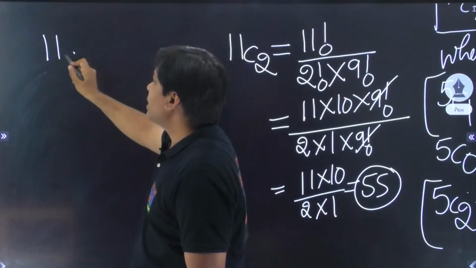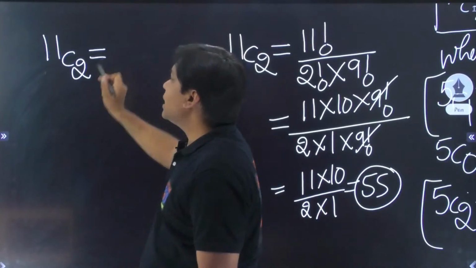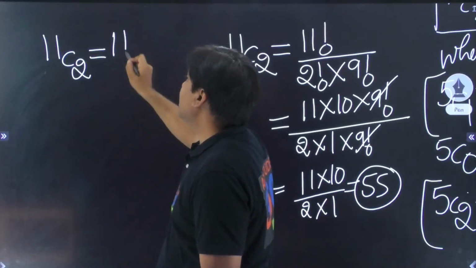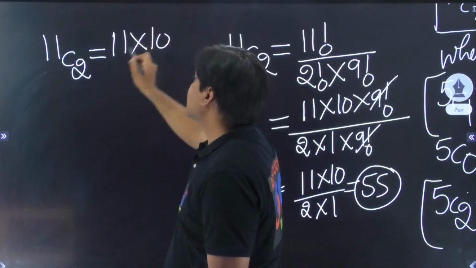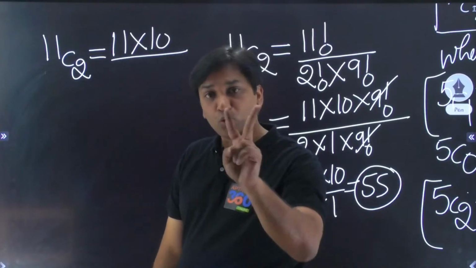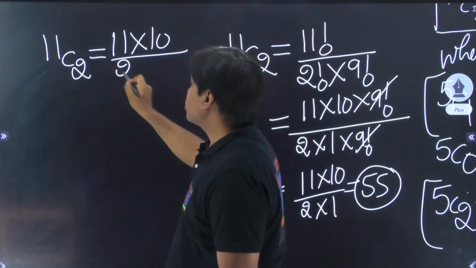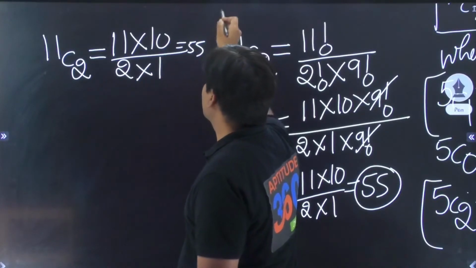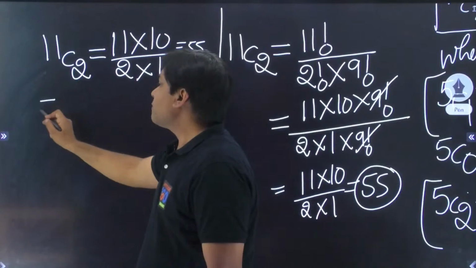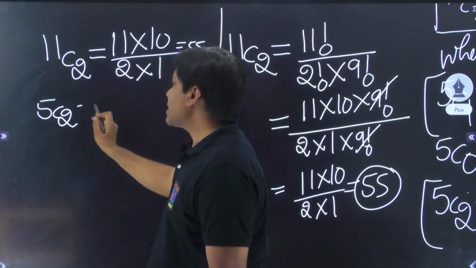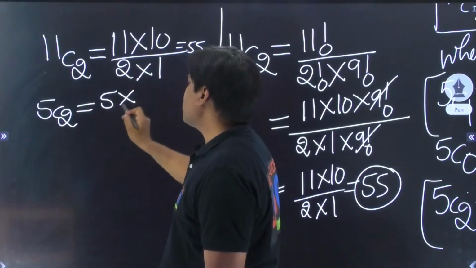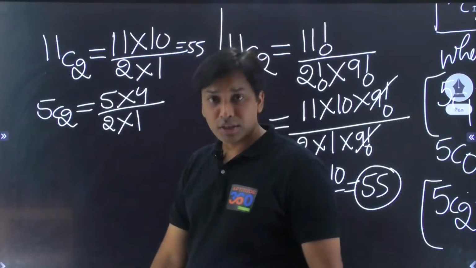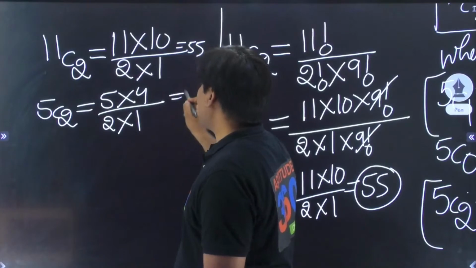मैं कैसे करूंगा 11C2? मैं तो सिंपली लिखूंगा डिक्रीजिंग ऑर्डर में, कहां से कहां तक? 11 and then 10. Do you understand this? Only 2 times, and then 2 into 1, and that is coming out as 55. That is my answer. If I have to find out 5C2, what is that I should be doing? 5 into 4 divided by 2 into 1. Did you understand this? Simplify कर लेंगे, we will be having our answer.